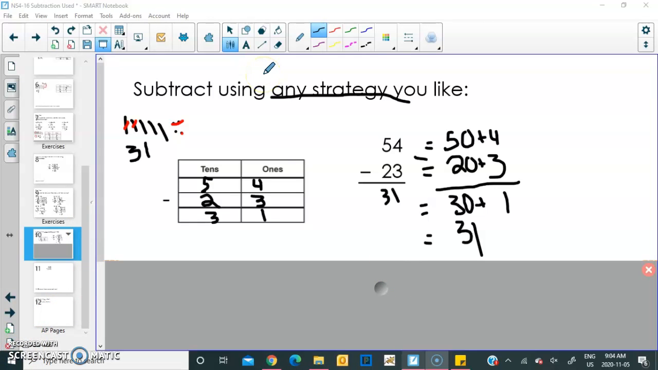Okay, welcome back, grade 4s. First, we're going to talk about the first strategy we used, which is drawing base 10 models and using the tens and ones chart, okay? So we have 54, so that's what you're going to draw using base 10 blocks. So I have 1, 2, 3, 4, 5 tens rods, and I have 4 ones blocks, okay? And I'm subtracting 23. So I took away 2 tens rods, and I took away 3 ones blocks. So now I only have 3 tens rods and 1 one.